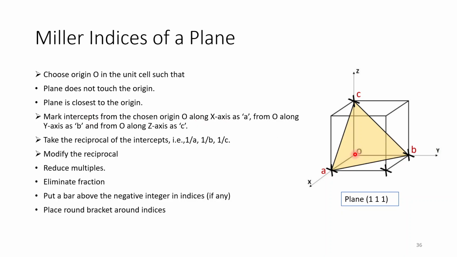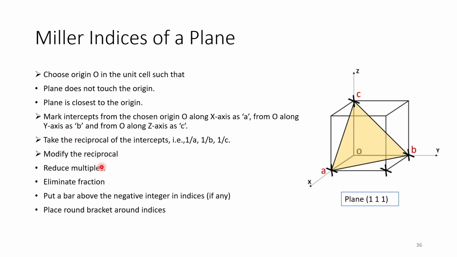From O in the X direction you have intercept A, in the Y direction you have B, and in the Z direction you have intercept C. Then you take their reciprocals as 1 by A, 1 by B, 1 by C. Then you have to modify these reciprocals.